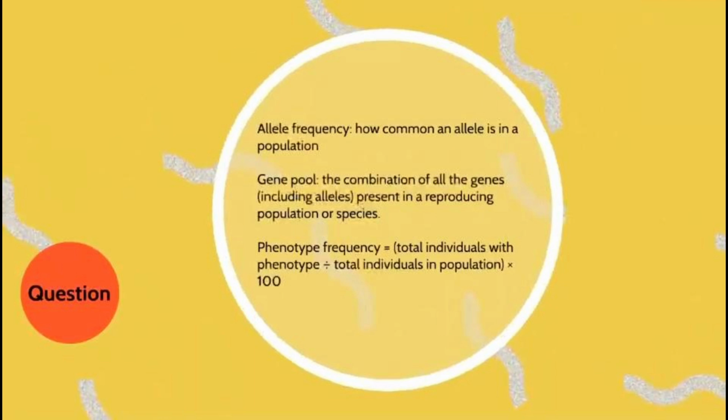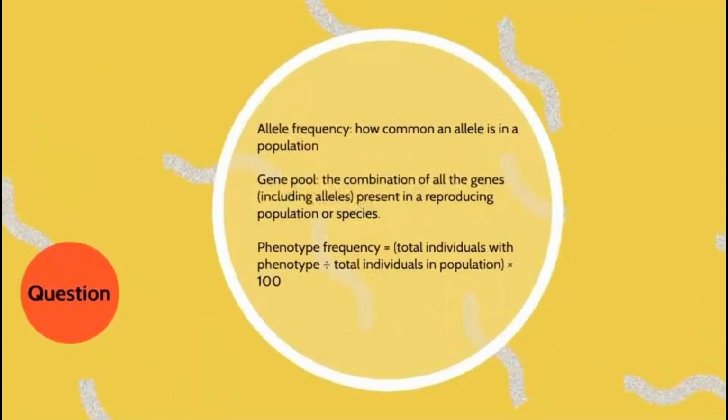How common these different alleles are within a gene pool is known as the allele frequency. Some alleles will be much more common. So with eye colour, blue eyes are quite rare, whereas brown eyes are very common. So the allele frequency of brown eyes would be much higher within the population of humans compared to blue eyes.